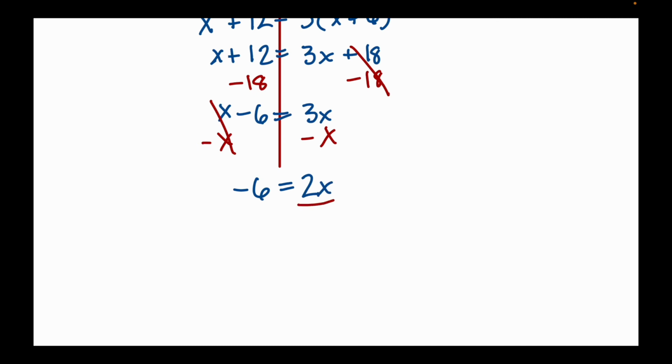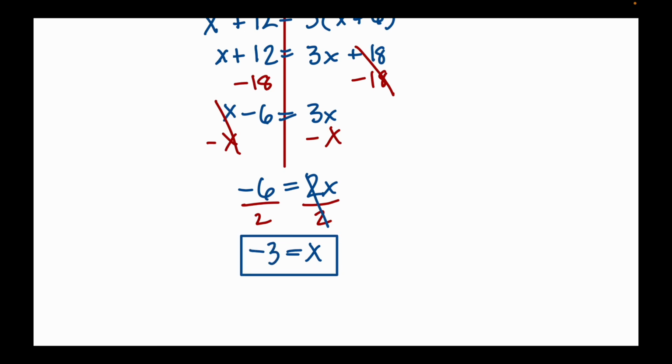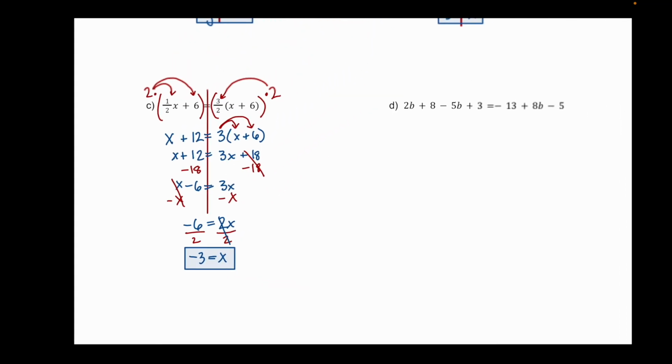Because now we have one last step, which is to divide both sides by 2. And when we do that, we are going to get that x is equal to -3. And that's our answer.